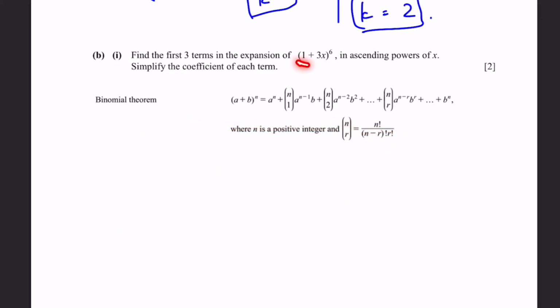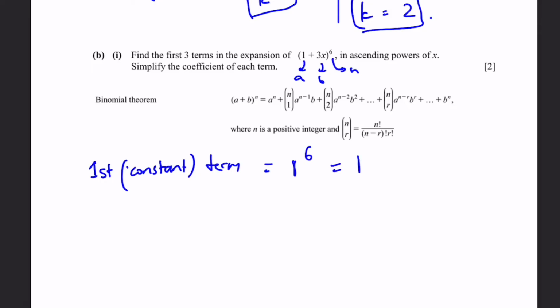So in this case, a is the constant and b is the one with x in the binomial. Therefore, the first three terms, which is a to the power of n, and then this one, and then this one, will be the first three terms which we want, the ascending powers of x. So a is equal to 1, b is equal to 3x, and n is equal to 6. That means the first term will be a to the power of n. The first term, or the constant term, is going to be equal to 1 to the power of 6, which is 1.